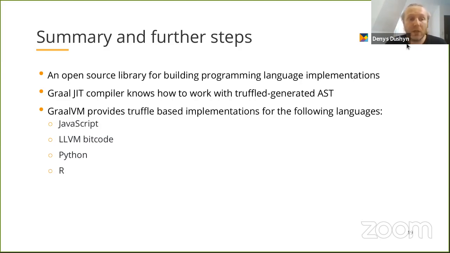By default, the Graal virtual machine provides Truffle-based implementations for the following languages. So it's not only an experimental technology, but now it's a practical technology because it's possible to build interpreters, and the Graal virtual machine provides interpreters for JavaScript, LLVM bytecode, Python, and R language.